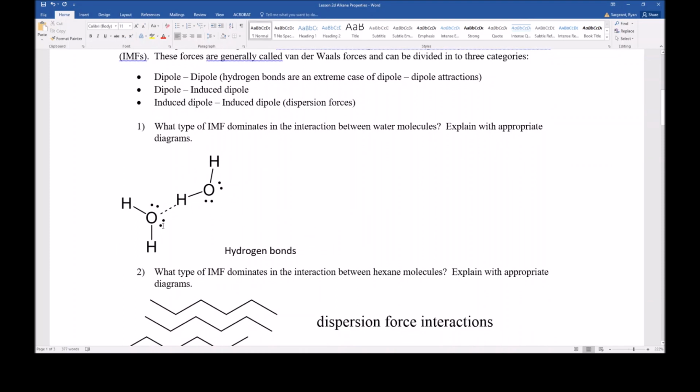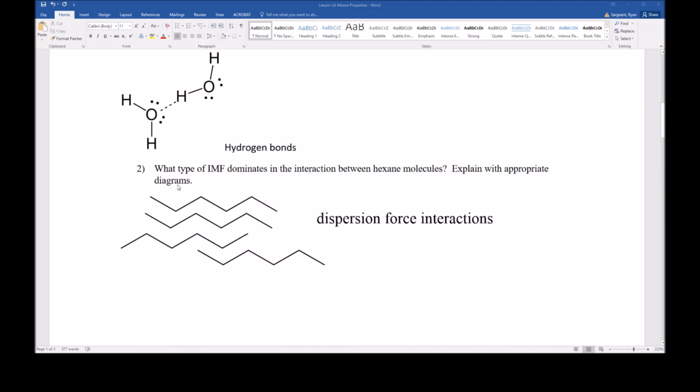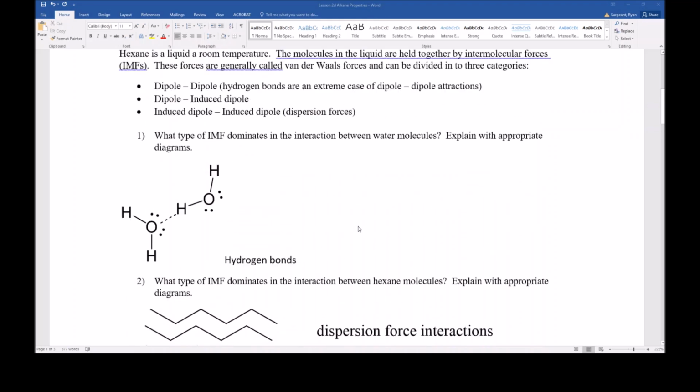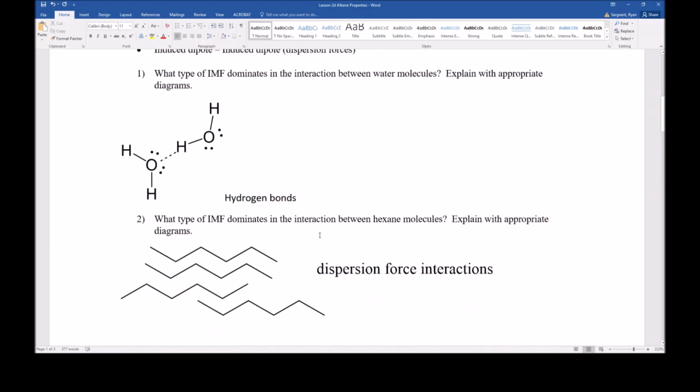We looked at water molecules and how they're held together with hydrogen bond interactions. And then the second question asks what type of intermolecular force dominates in the interaction between hexane molecules, explained with appropriate diagrams. So hexanes, like all alkanes, are primarily held together by dispersion force interactions. Remember, dispersion force interactions are this third type, the induced dipole-induced dipole.